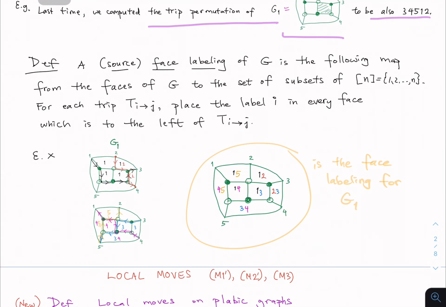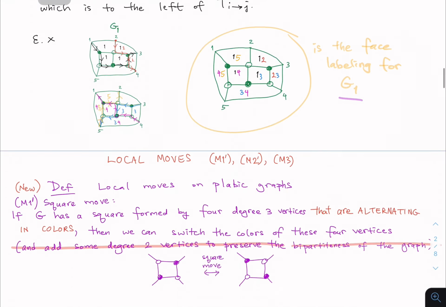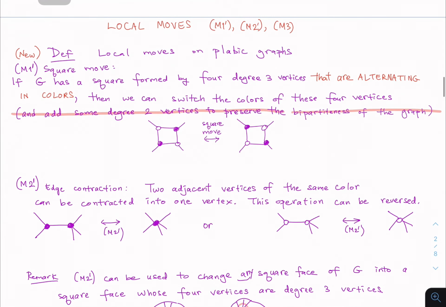And the definition of phase labeling is the same as before. We computed the phase labeling for G1 in the last video. And now the local moves will be slightly different because now we don't need to worry about making sure that the graph is bipartite. So for the square move, instead of M1, I write M1 prime.